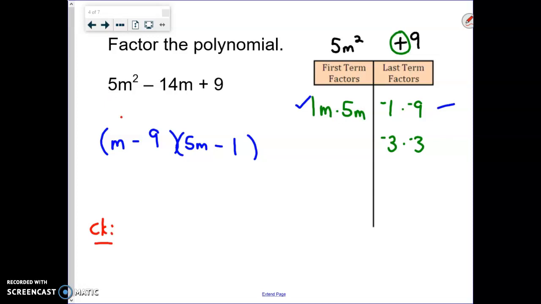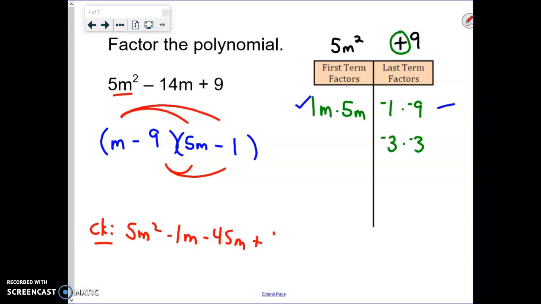Okay? So if you do your first, you do m times 5m, and that's 5m squared. That's what we wanted. You do your outers. M times negative 1 is negative 1m. You do your inners. Negative 9 times 5 is negative 45m. And then you do your lasts. Negative 9 times negative 1 is positive 9, which we get our last one. The thing that's going to determine if you have the right group is if we get that negative 14 in the middle. And you take a look, negative 1 minus 45 is negative 46m. Okay, that is not negative 14m.